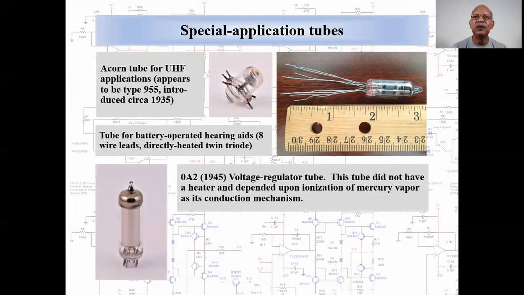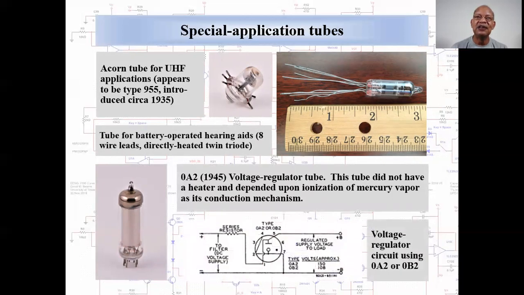OA2 mercury vapor voltage regulator tube. Note the leading number 0 of the type. The mercury vapor voltage regulator did not use a hot cathode and therefore had no heater voltage. Its conduction mechanism used ionized mercury vapor. The operating voltage remained almost constant over a wide range of currents, allowing its use as a voltage regulator.